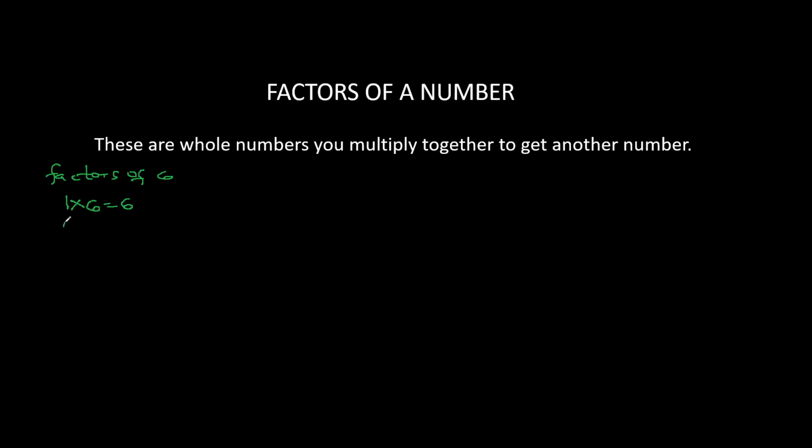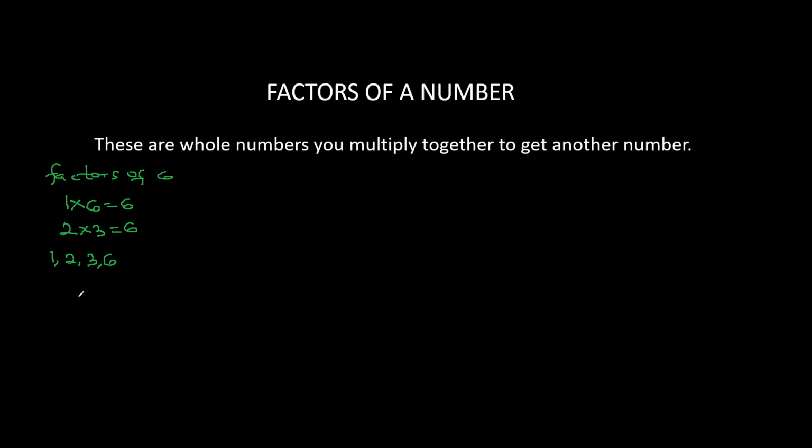What about 2 multiplied by 3? That also gives me 6. The next one would also be 3 times 2, which is the same thing as 2 times 3. Can you think of any other number that when you multiply them together will give you 6? I think these are pretty much the numbers, right? So that means the factors of 6 are 1, 2, 3, and 6 itself.